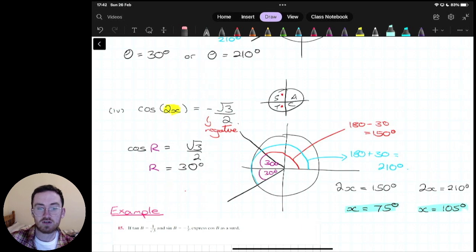So we still took our reference angle as normal, and we still found our answers as normal, and then we divided by 2 to get our values of x. So we waited until the last minute there.